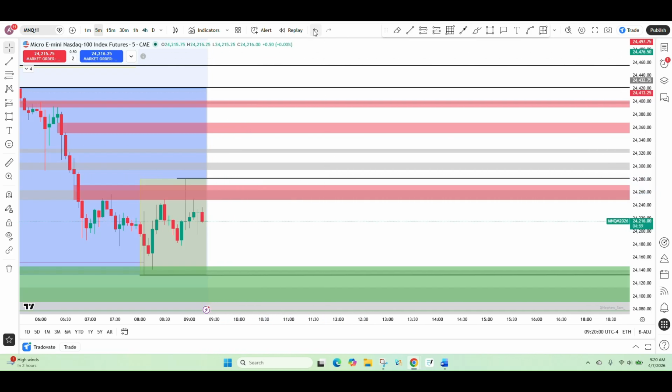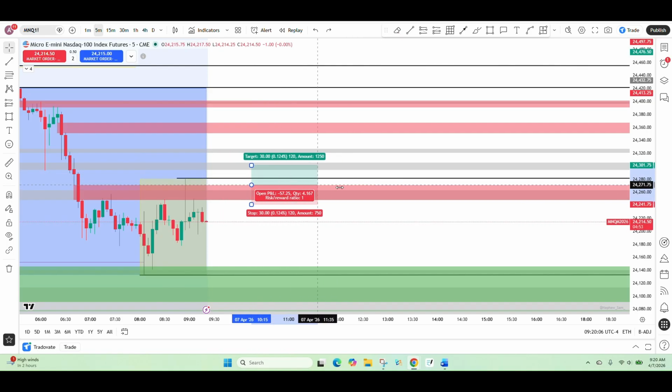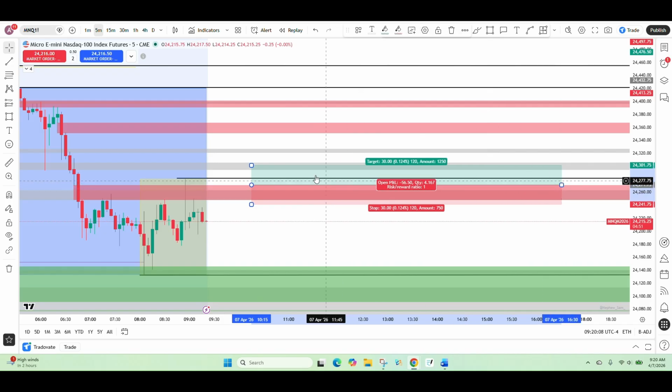Actually, you know what? Let me leave that marking there because I want to just test it out and see. So I'm going to make it really wide so I can remember that this is just a test one. I want to see what happens with this key level, but I'm not going to take that one. Let me look for another one that I would take.